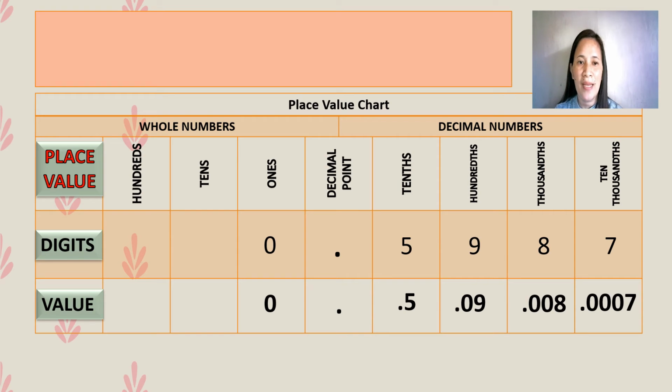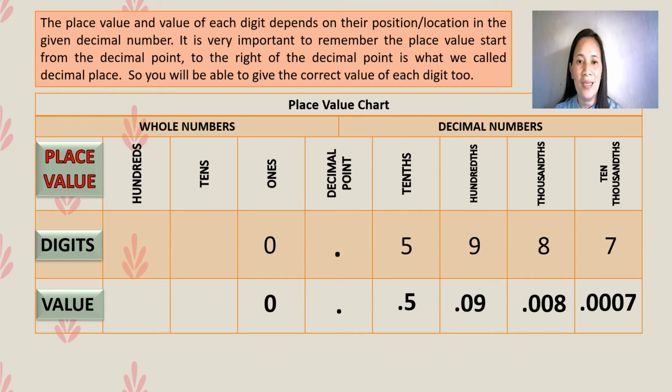So, again, the place value and value of each digit depends on their position, location in the given decimal number. So, yung place value ng bawat digit nakadepende sa kanyang position o sa location diyan sa place value. Bawat isang digit ay may kanya-kanyang place value. Hindi pwedeng isang digit, dalawang place value or isang place value, dalawang digit. Tanda na, bawat isang number ay may corresponding place value.